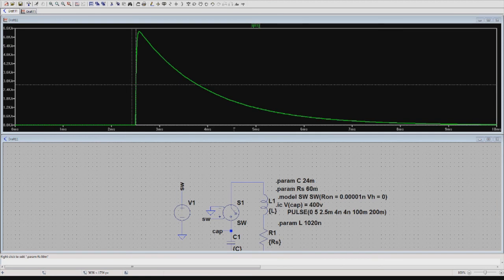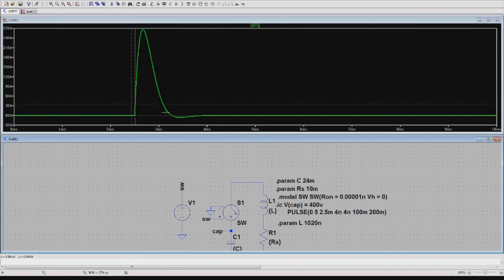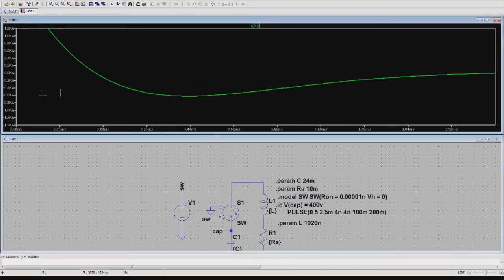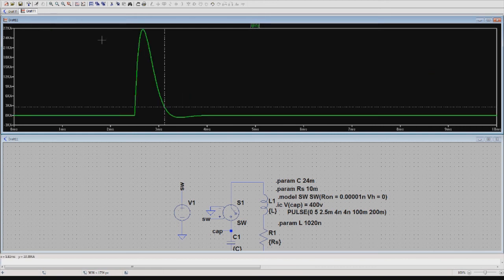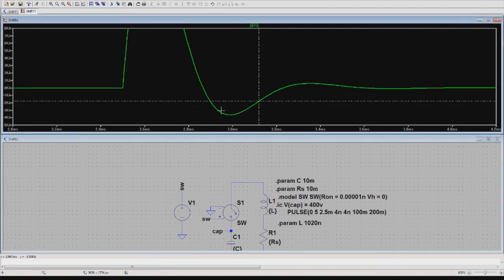And maybe put this even lower, let's say 10 milli. You can already see it's starting to go in the negative amps. Which is not good. Maybe we have a smaller bank of 10,000 microfarads. You can already see the slope is going even more negative now. We get more oscillation.